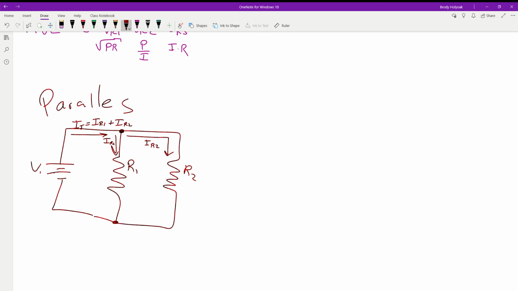So in a series circuit, we have voltage that's going to be splitting up. In parallel, we have current that's going to be splitting up. Voltage stays constant in the parallel network. So in parallel, the voltage source is going to be equal to the voltage drop across R1 and the voltage drop across R2 in this configuration, because everything is in parallel with each other.